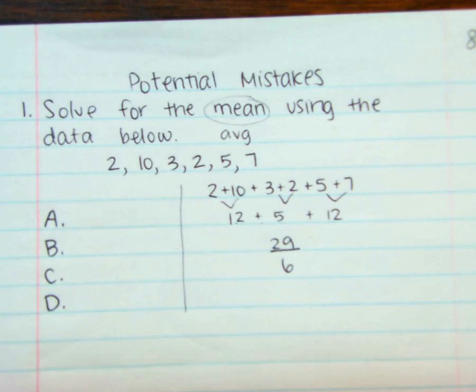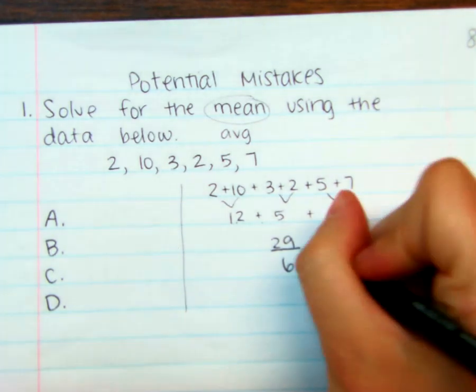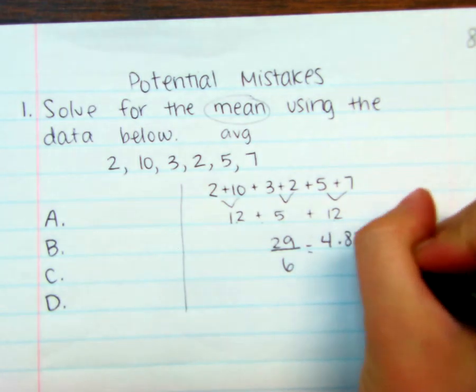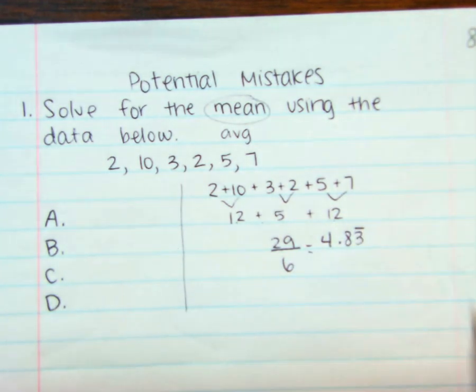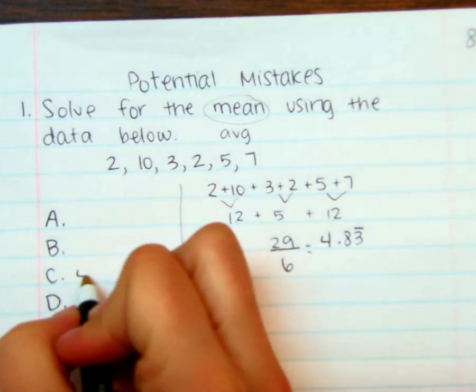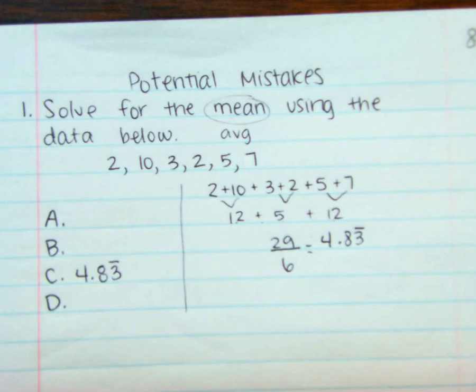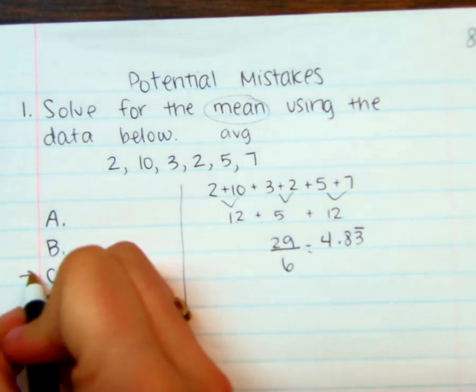So our average is going to be a decimal, 4.83, and that 3 keeps going, so I'm going to put a bar over it to show that it's repeating. So let's put that next to C. We're going to say that C is our correct answer.